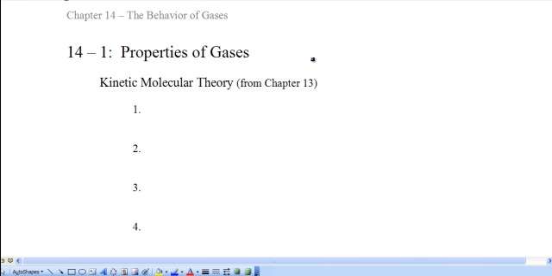In 14-1, we're going to take a look at some of the properties of gases, and we're going to start off with a review of the kinetic molecular theory, which comes from Chapter 13. The kinetic molecular theory basically says four things. First of all, it says that gas particles are hard spheres with insignificant volumes.